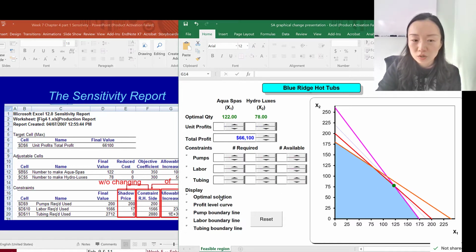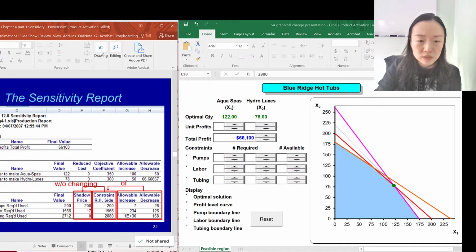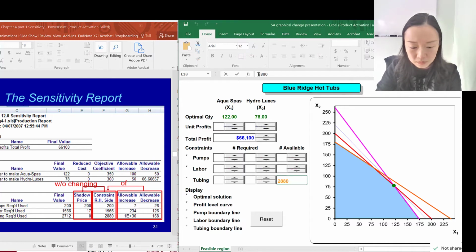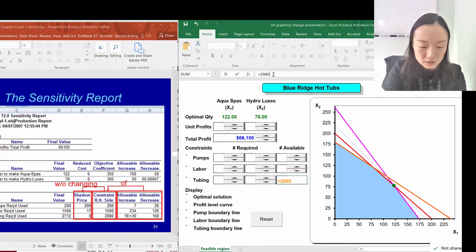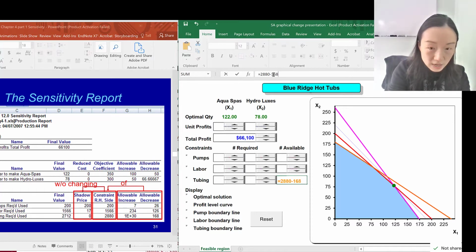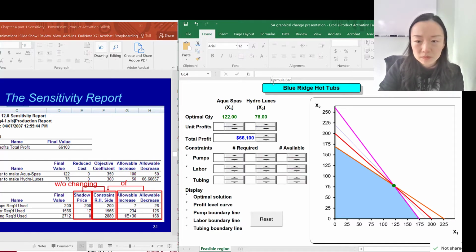So that's the original model. And it says the allowable decrease for this third constraint right-hand side is 168. So if we make it equal to 2880 subtract 168, you see what happens? These three lines representing the three constraints intersect at the same point. So if we keep decreasing it beyond the allowable decrease of 168, right?